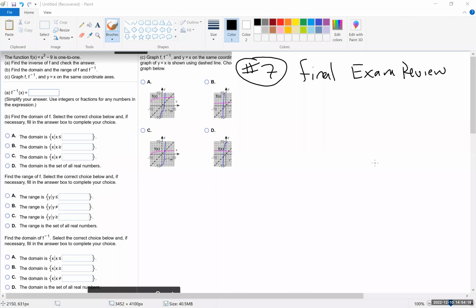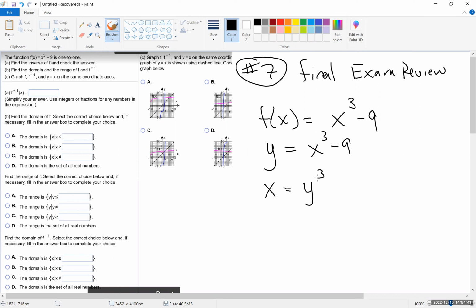All right, this one says the function f of x equals x cubed minus 9 is a 1-to-1 function. So we're going to find the inverse. Everyone always teaches it a little bit differently. I would always tell the students to change the f of x to y and then swap your x and y. So it's going to become x equals y cubed minus 9.